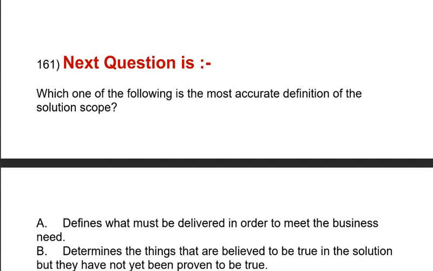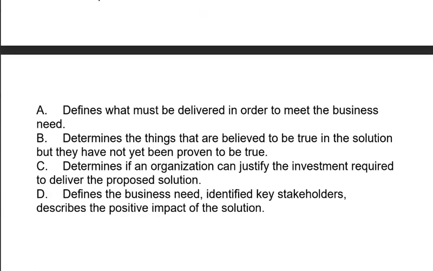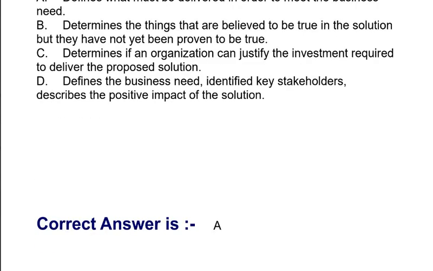Question is, which one of the following is the most accurate definition of the solution scope? Option A defines what must be delivered in order to meet the business need. Option B determines the things that are believed to be true in the solution, but they have not yet been proven to be true. Option C determines if an organization can justify the investment required to deliver the proposed solution. Option D defines the business need, identified key stakeholders, describes the positive impact of the solution. Correct answer is option A.